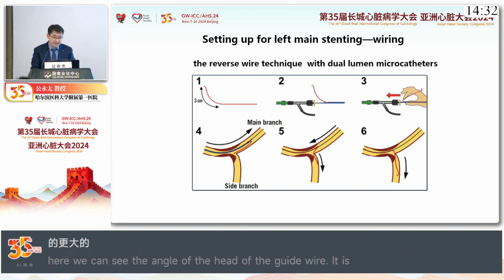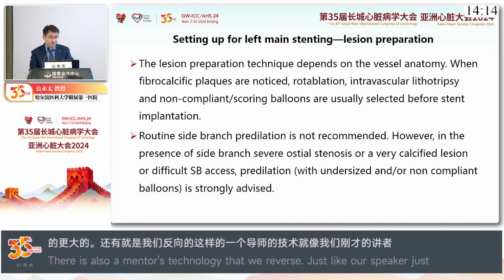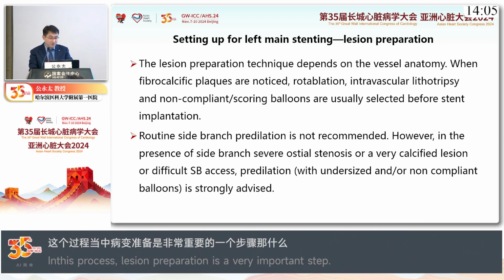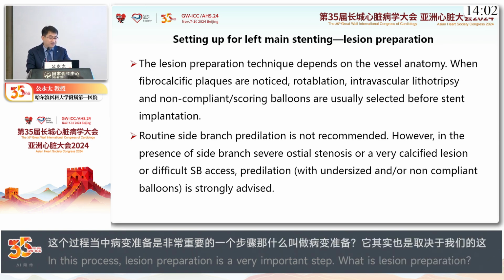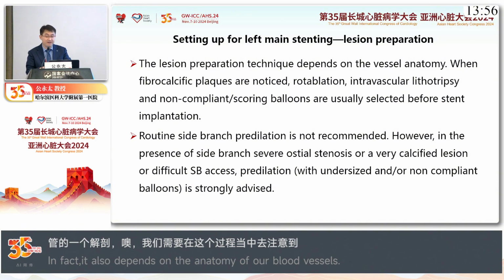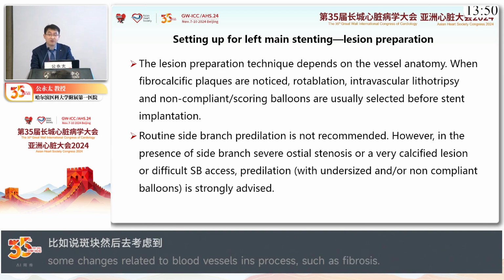For some cases, the reverse wire technique with dual lumen microcatheter is necessary. As reported by a previous professor, lesion preparation is very important for left main stenting. The lesion preparation technique depends on the vessel anatomy. If we notice fibrocalcific plaques, rotor ablation or IVL, and NC or scoring balloon are usually selected before stent implantation.